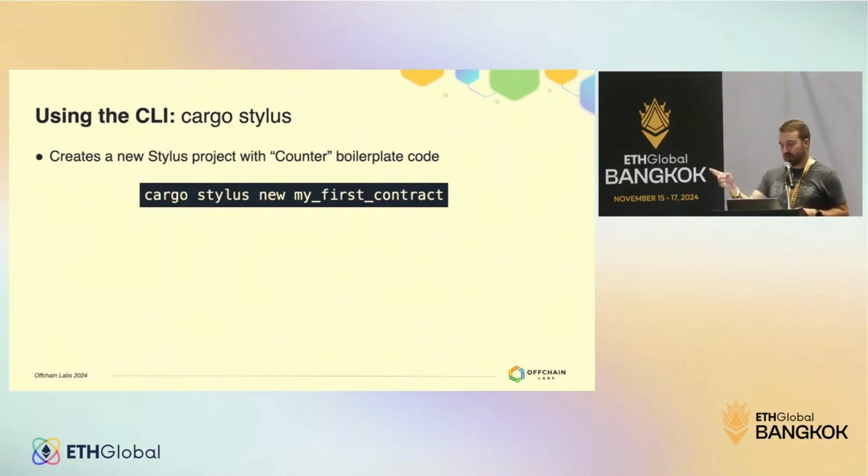When you're working with Stylus, you'll want to use Cargo Stylus. Cargo is Rust's CLI tool, and once you've installed that locally, you can just call cargo stylus new my first contract or whatever, and it will create a basic counter contract locally. And I'll show you that in just a second.